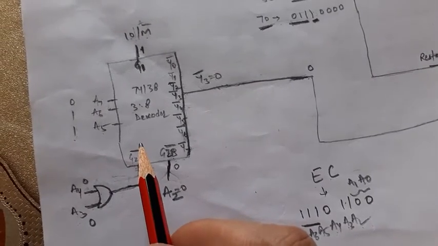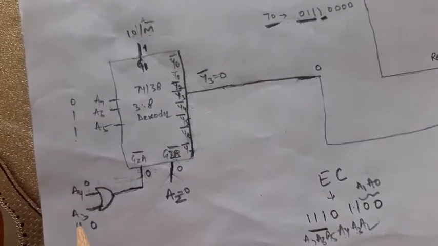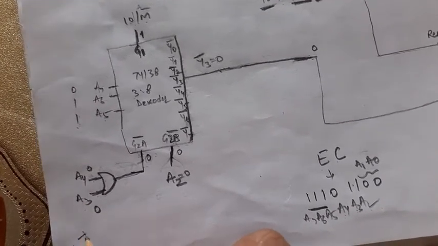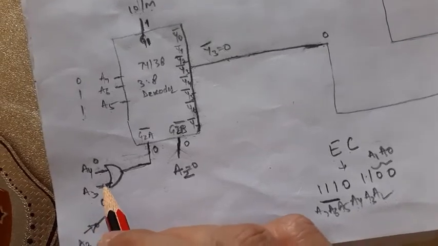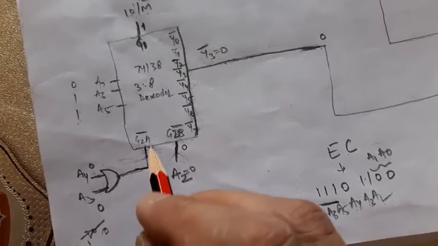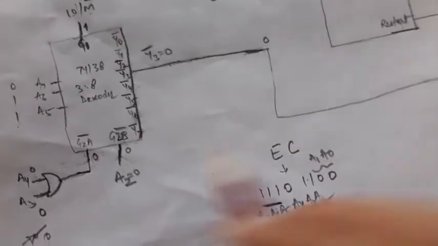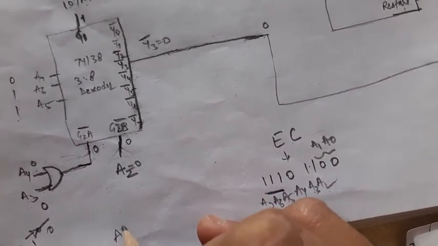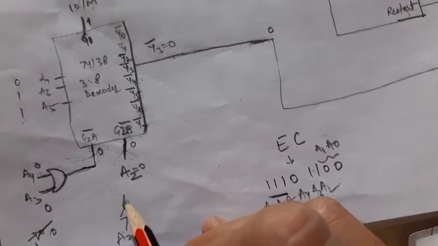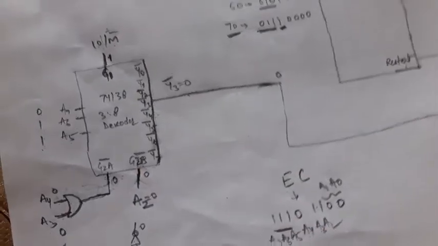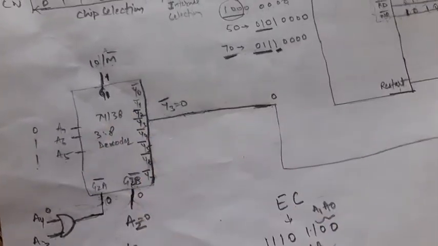not be enabled. So instead of directly connecting A3, I will put A3 through an inverter, and then connect it to this, so that 1 will be converted into 0, and that 0 will go to this enable signal. Now A2 is 1, but here A2 is 0 that was connected. Now I will connect this A2 with an inverter, and then this 1 will be converted into 0, and that 0 will go to this enable G2B bar, and then this decoder will be enabled.